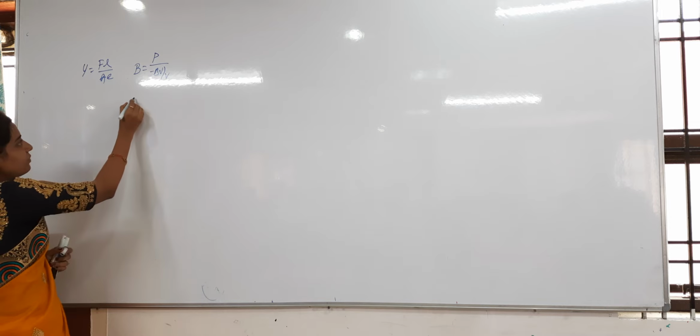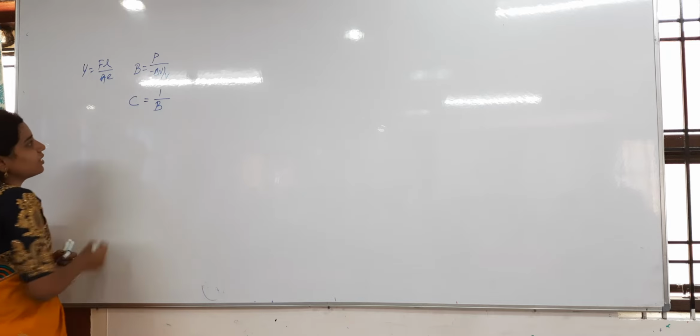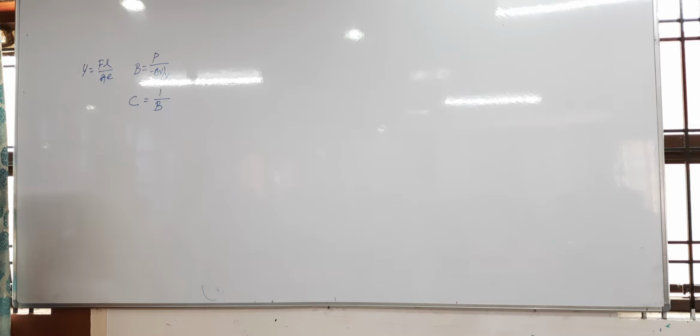In bulk modulus only we got one more formula. What is that? Compressibility. Compressibility is equal to, what is that? 1 by bulk modulus, reciprocal of bulk modulus.